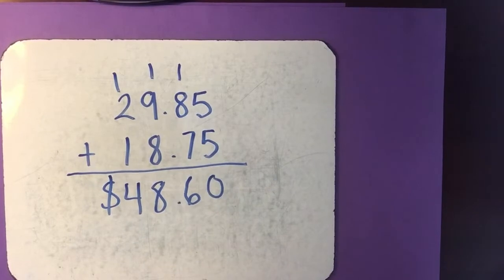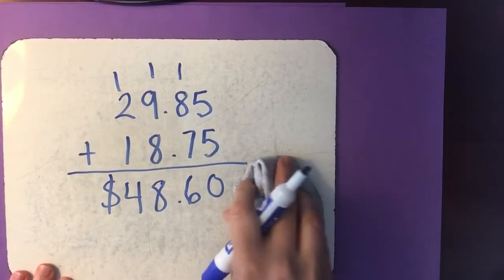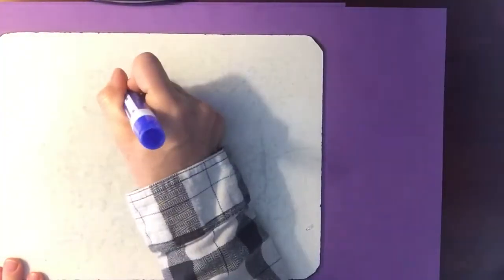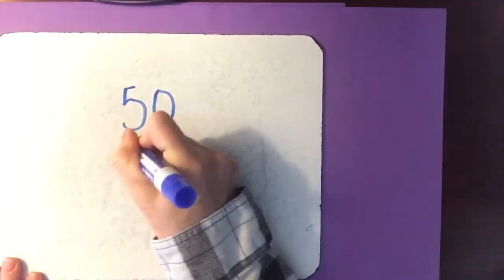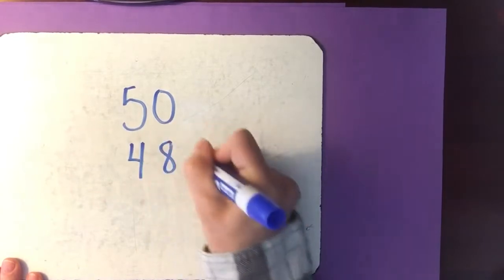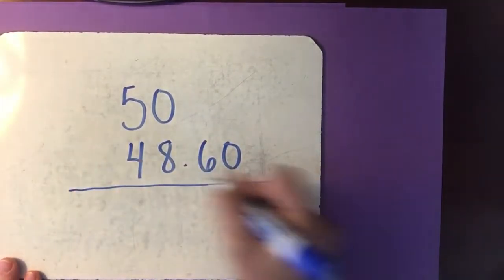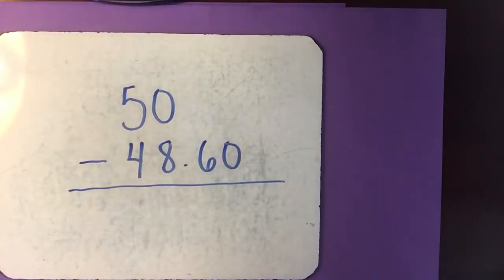Okay, so I got $48.60 for how much he spent. And now what I need to do is figure out how much change he got back. So how much money did he have to begin with? He had $50. So we'll do $50, and he spent $48.60. Okay, so here's my problem that I need to solve.